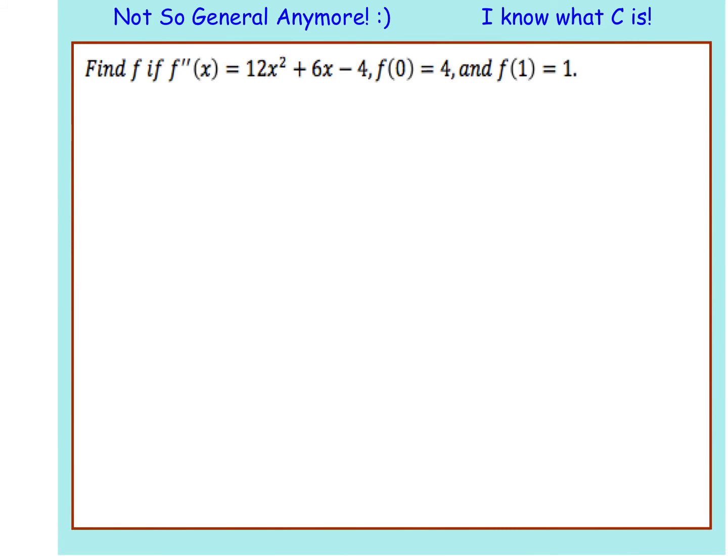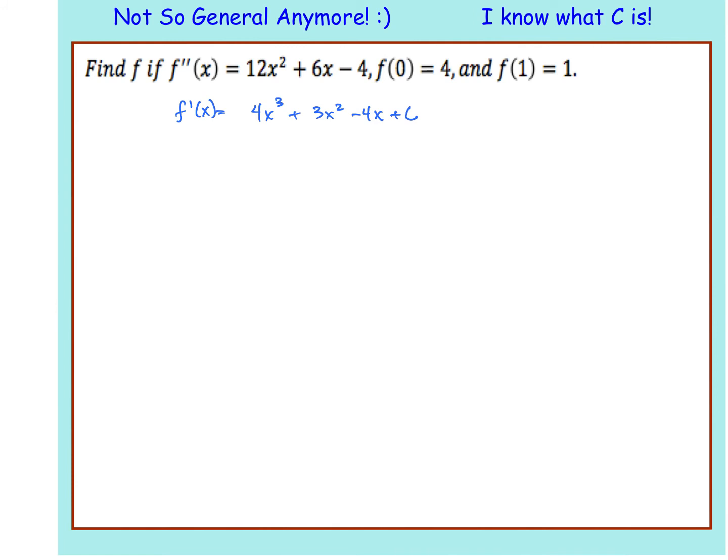So if I need to go from f double prime, I need to get back to f. The first thing I need to do is get to f prime. So what is the antiderivative of 12x squared? 4x cubed. And then what's the antiderivative of 6x? 3x squared. And then what is my antiderivative of negative 4? Negative 4x. And then what do we need? Plus c. Now, are any of these initial conditions going to solve for c for me right now? No. Okay? Because both of these have to do with what?